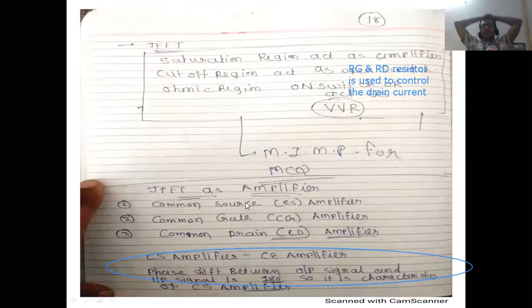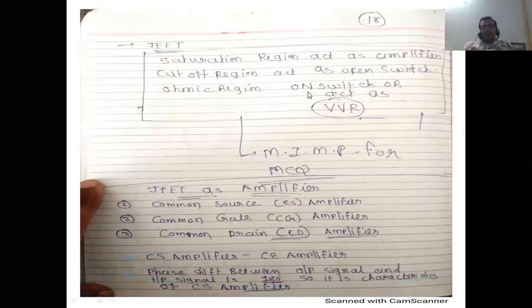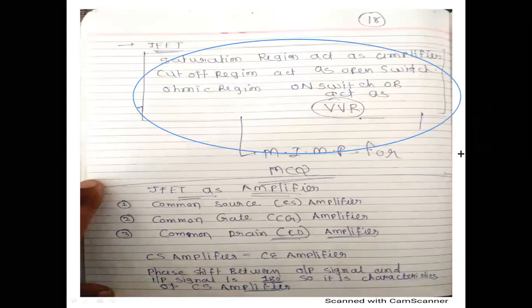So it is the concept regarding JFET biasing. Don't require to do like transistor, but preparation is a must. So prepare this very carefully. See, this is the golden statement regarding the JFET. From that, definitely MCQ will be asked. Saturation region acts as an amplifier. Cutoff region acts as an open switch. Ohmic region can act as a VVR.